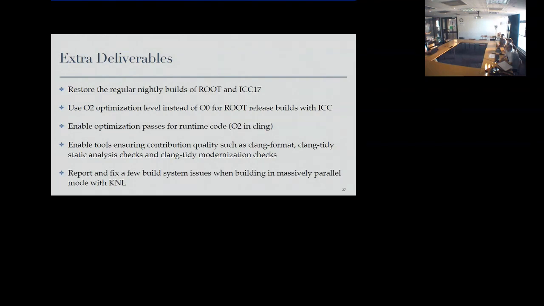In the meanwhile, I've also enabled some tools ensuring contribution quality, such as Clang format, Clang tidy, static analysis checks, Clang tidy modernization checks, and so on. So here the idea is to be able to aid external contributions, either vectorization or any other part of ROOT, where we can diagnose certain problems with the code before actually looking at it, which is very useful. It found quite a few issues, especially the Clang tidy tool. And we have reported and fixed a few build system issues, most notably when building in massively parallel mode in the kernel. Here, Raphael helped quite a lot.